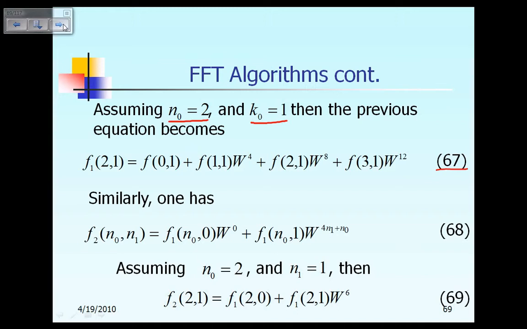So equation 67 basically computes F1 corresponding to N0 equal to 2 and K0 equal to 1. Similarly, we can use another equation to calculate the intermediate vector F2, not F1, the intermediate vector F2. Again, the computation of the vector F2 depends on the specific value that you have for the pair of values N0, N1.